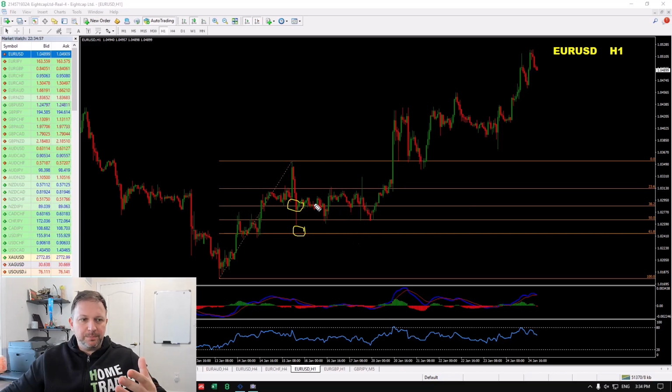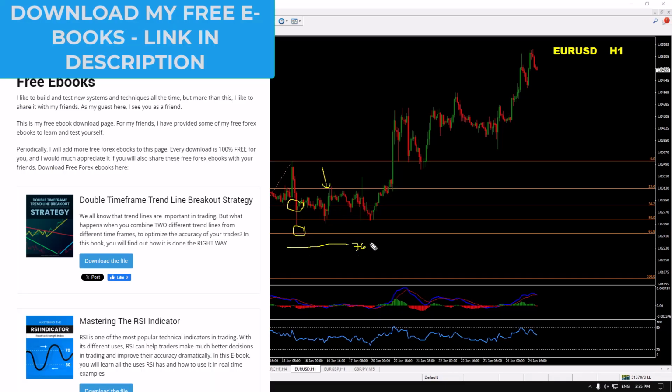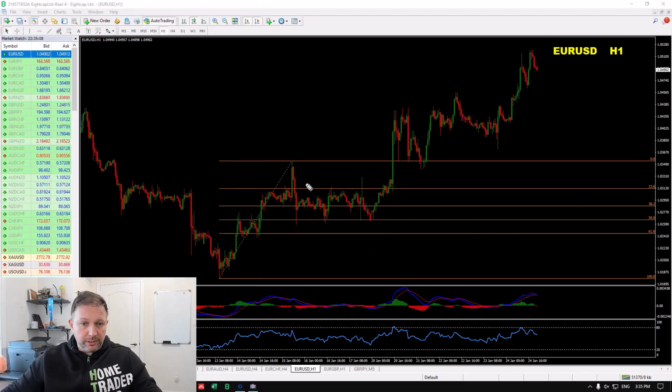Okay, these are the most powerful levels. Sometimes 23.6 has value, sometimes 76.4 would have value, but in different market conditions. The majority of the time, that 38 down to 50 would be the valuable part.